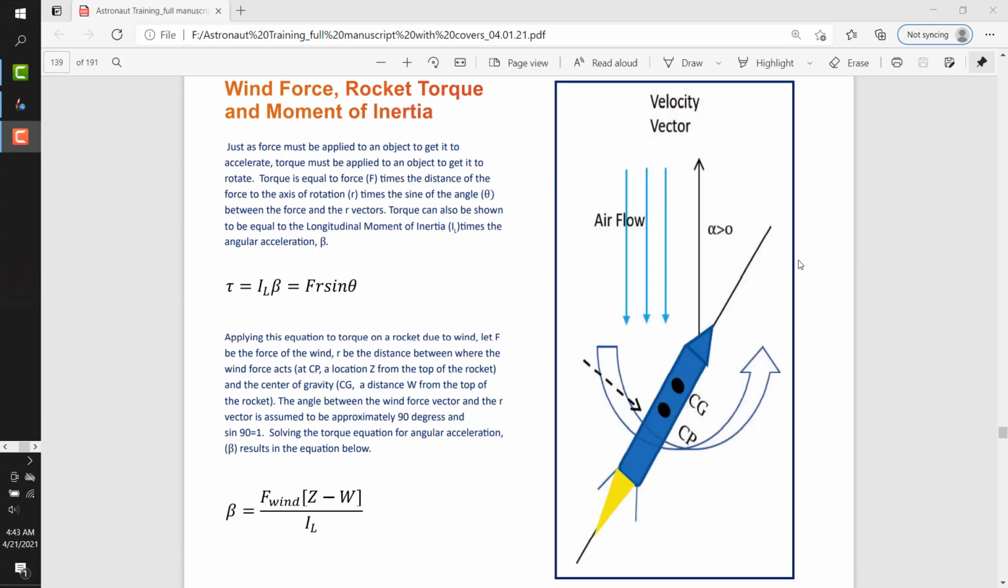Just as force must be applied to an object to get it to accelerate, torque must be applied to an object to get it to rotate. And we studied this several months ago. Torque is equal to a force times the distance between where the force is applied and the rotation axis times the sine of the angle between the r and F vectors. Torque is also equal to the moment of inertia times the angular acceleration.